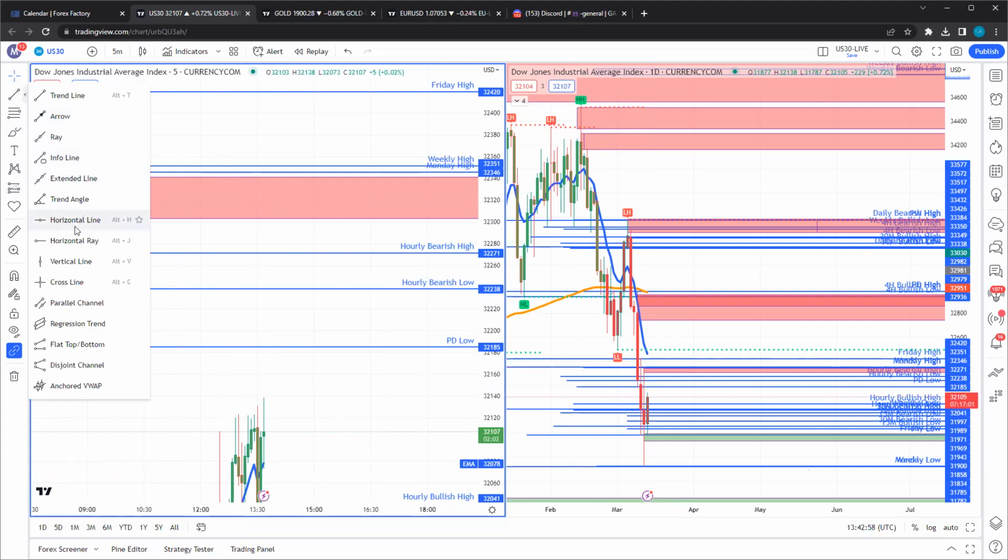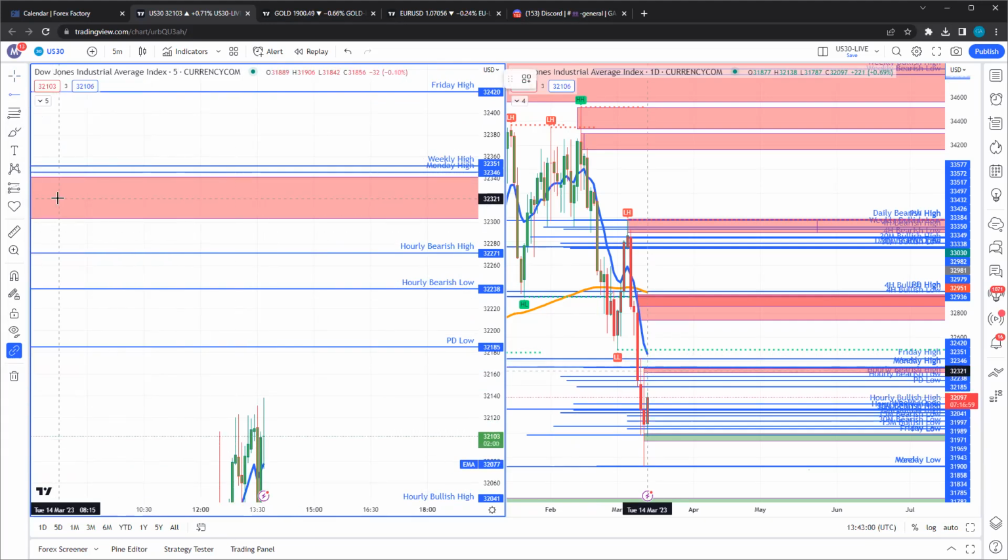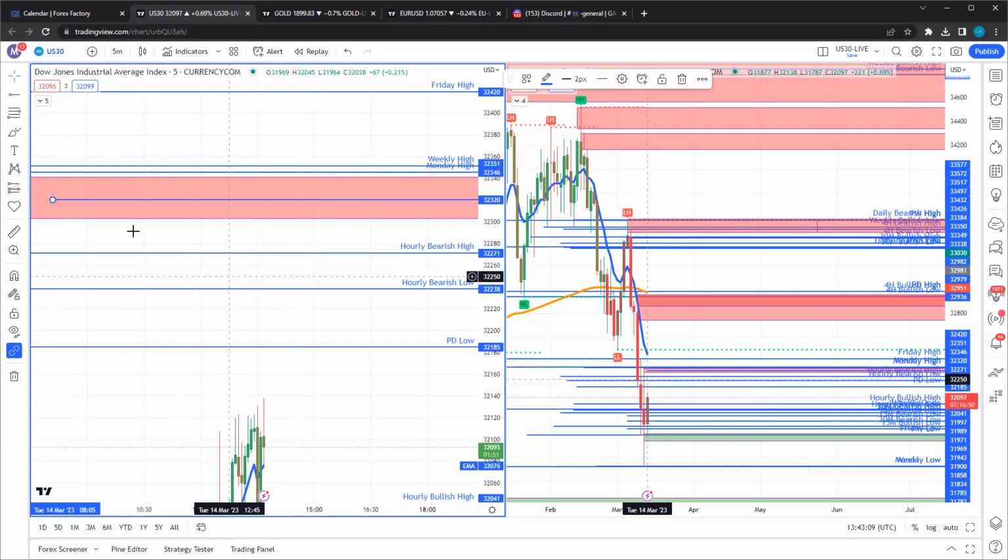So as always, we divide these zones into two. So it's 32,340, 32,300, right? So half of that will be around 32,320.